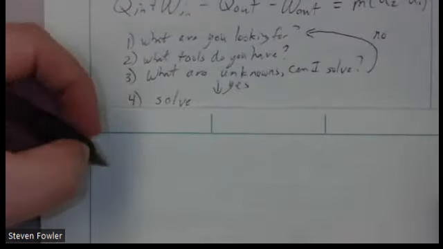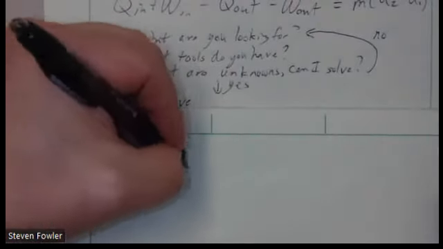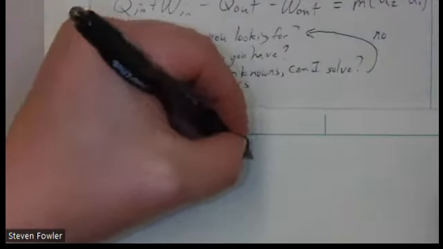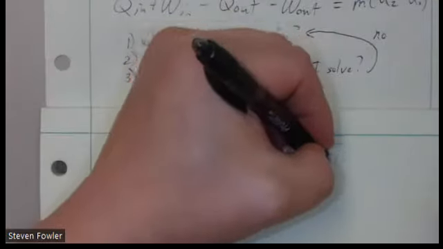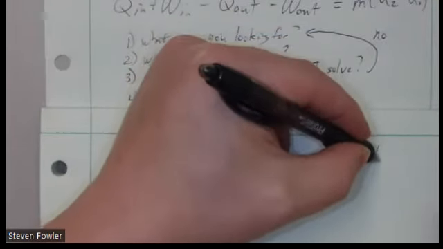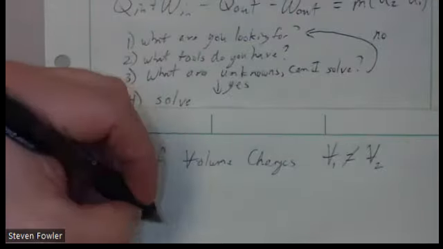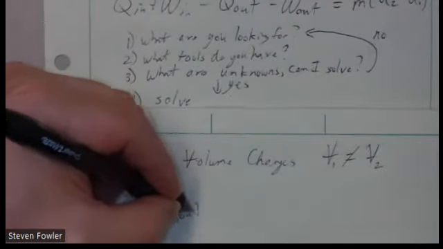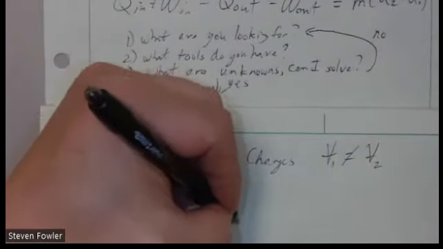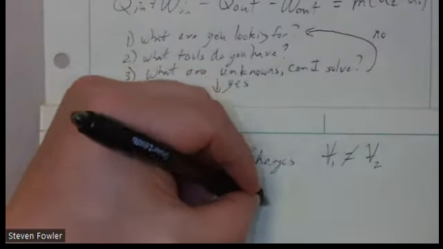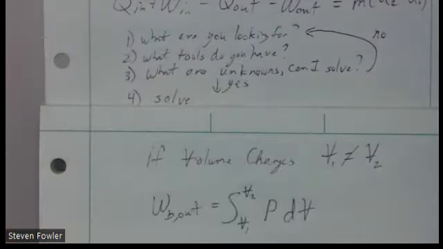So, if my volume changes for my system, V1 is not V2, then I need to find the boundary work associated with that change. Common practice is we define the boundary work in the out direction. We find it in the out direction, and that means I'm integrating from the initial to the final volume the pressure as it changes with volume. It's the integral of pressure with respect to volume.